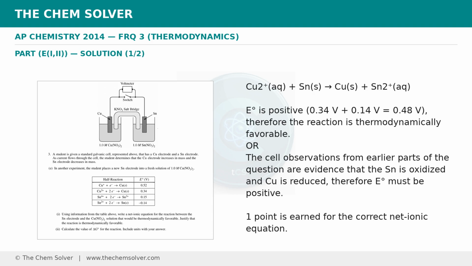Cu2+ + Sn gives Cu + Sn2+. E standard is positive, 0.34 V plus 0.14 V equals 0.48 V. Therefore, the reaction is thermodynamically favorable. Or, the cell observations from earlier parts of the question are evidence that the Sn is oxidized and Cu is reduced. Therefore, E standard must be positive. 1 point is earned for the correct net ionic equation. 1 point is earned for a correct justification.